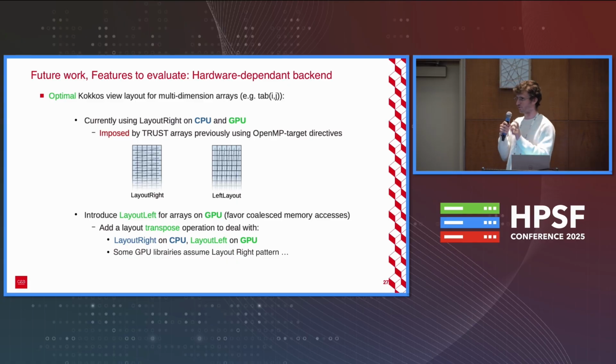Doing the transpose is quite an amount of work, so we have not completed it yet. But the idea would be to introduce layout left on GPU and layout right on CPU, and transpose every time we do a host-to-device copy. But we still have to investigate this.